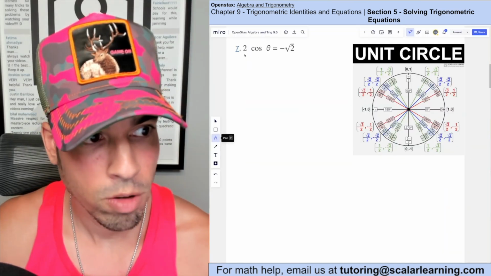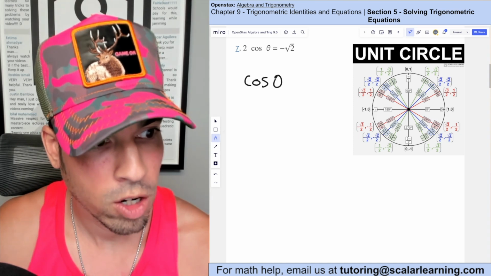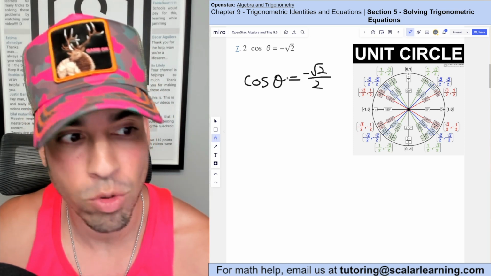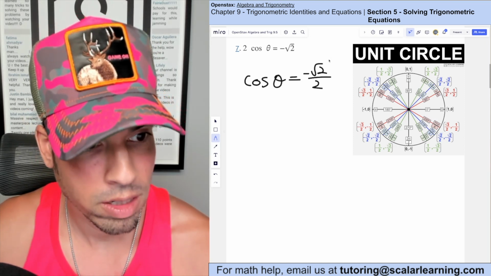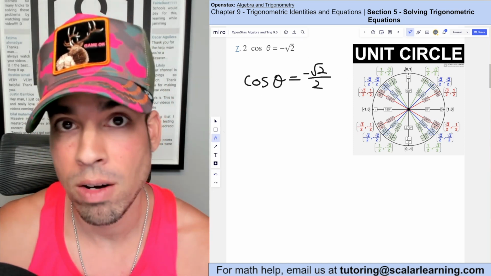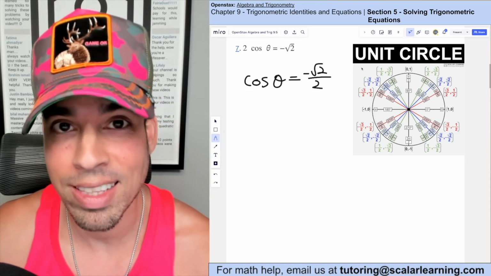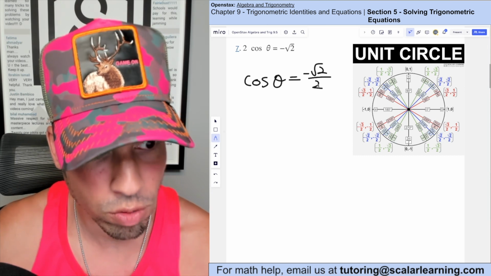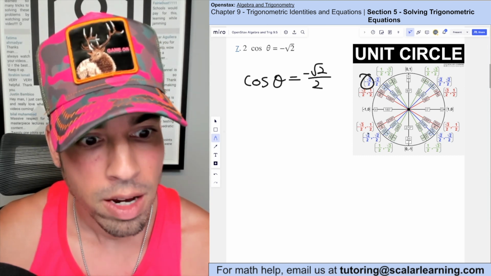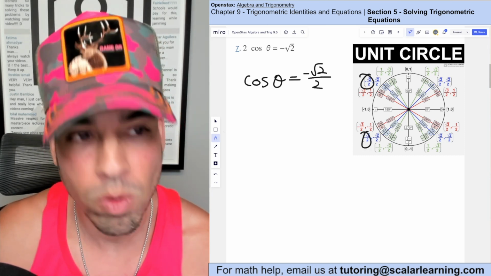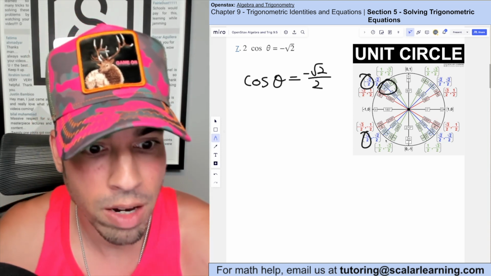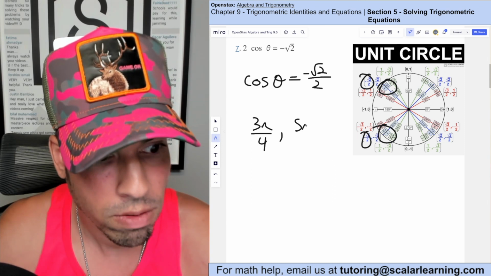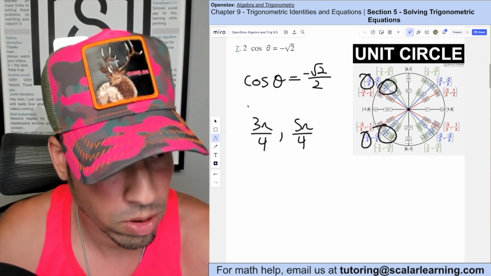Done. So for this one, we're going to start by dividing both sides by 2, and we get cosine of theta equals -rad 2 over 2. So now we're in a situation of what angle is going to give me this output for cosine. Now, we're looking at the unit circle. Cosine links up with the x values on the unit circle. So where do I see -rad 2 over 2 for an x value? I see it here, and I see it here, which means we have two answers between 0 and 2 pi. I have 3 pi fourths and 5 pi fourths. So 3 pi fourths, 5 pi fourths are the answers for theta.